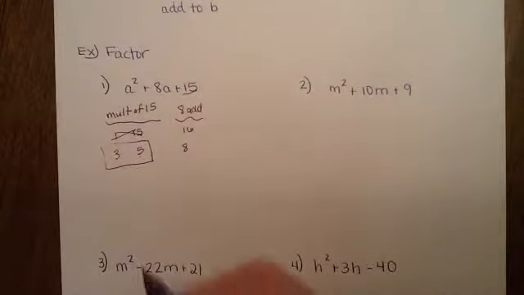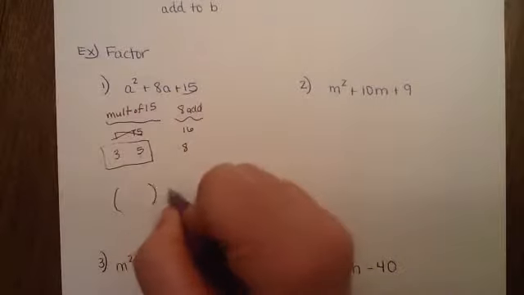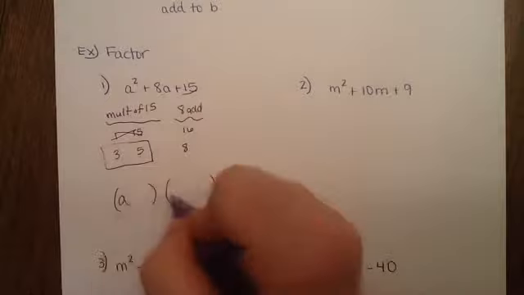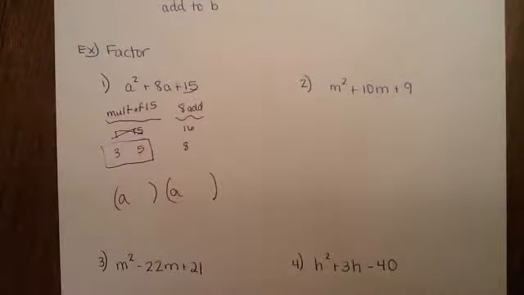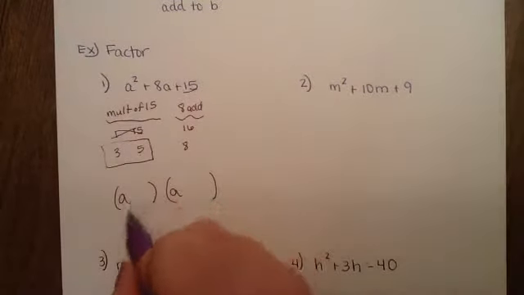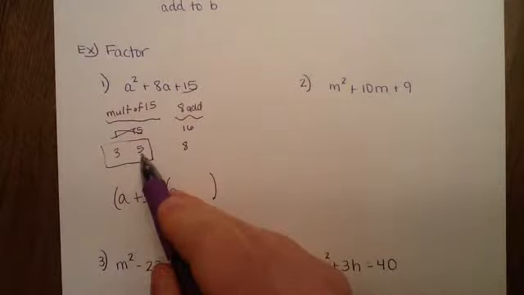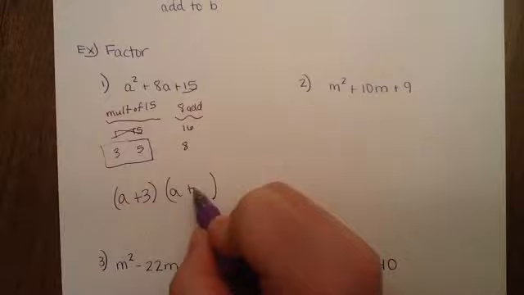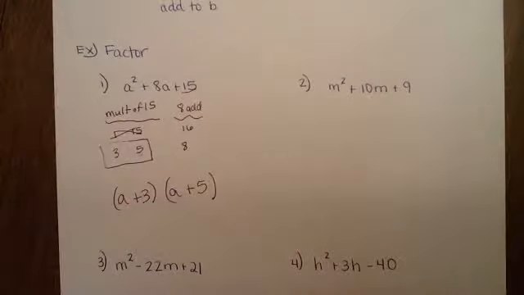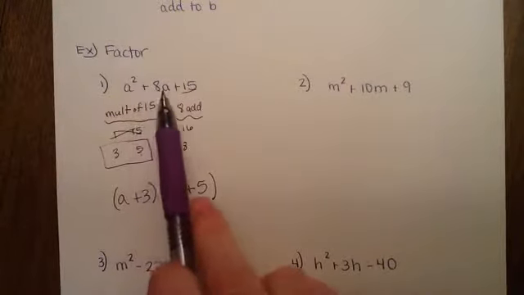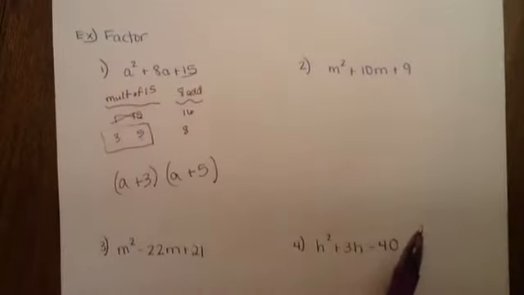Now that I have those two, I'm going to have my two parentheses. My variable is a, so I'm going to have an a in each one. This is a positive 3, so I will write plus 3. And this is a positive 5, so I will write plus 5. And this now is in factored form. If we were to double distribute, we would get a squared plus 8a plus 15.